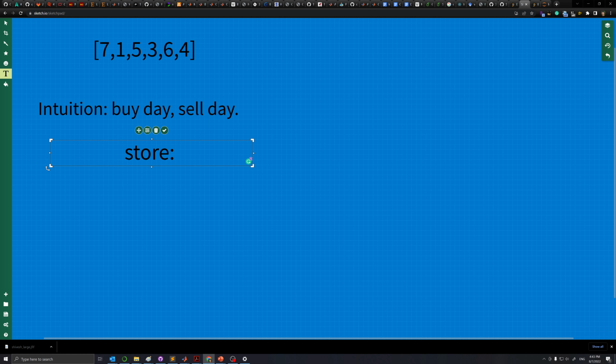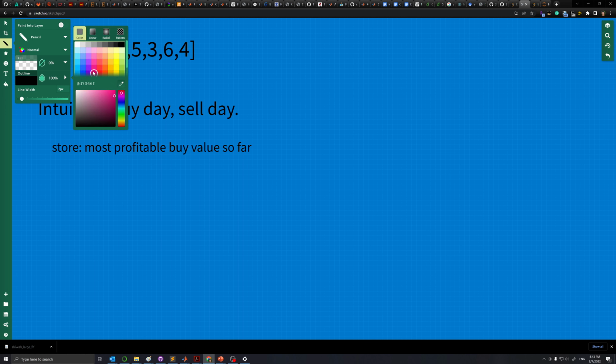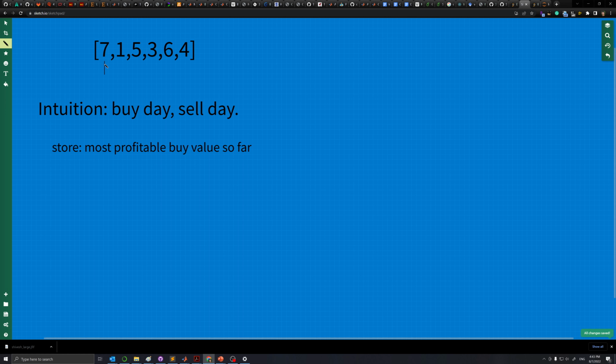Store most profitable buy day, most profitable buy profit, buy value so far. So what do I mean by that? I mean, when you crawl forward starting from day one, let me just start using a pen here. I think I already have something in my mind that just works.